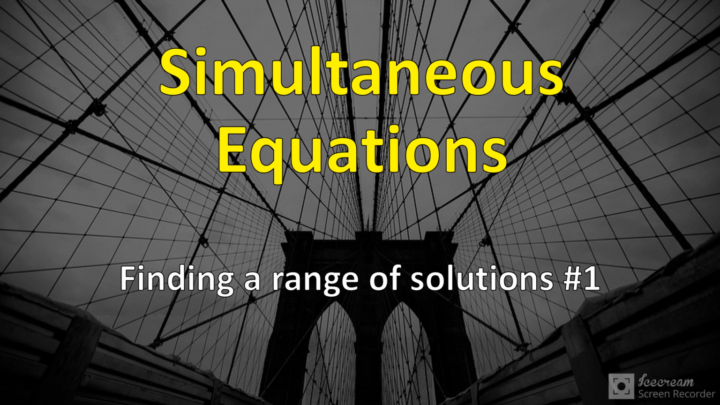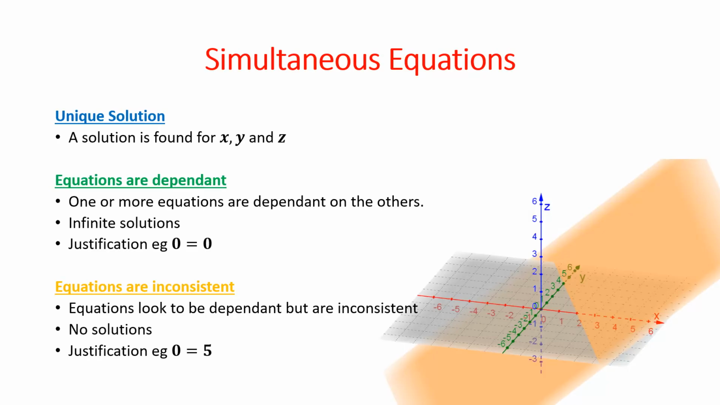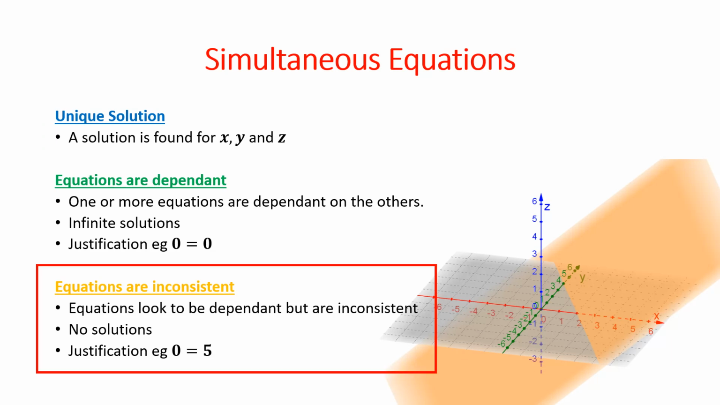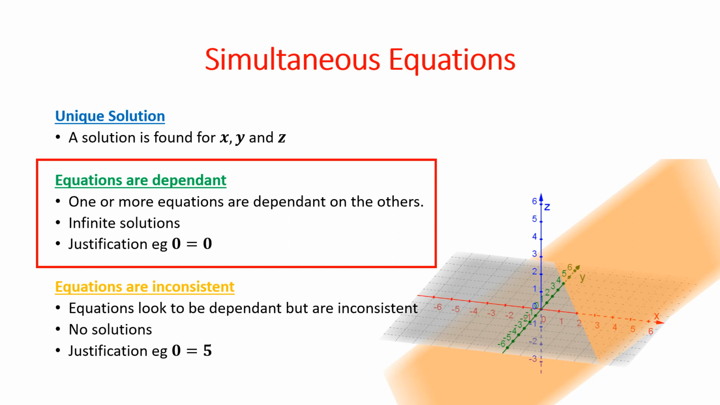This is our first video on finding a range of solutions, which is the last area we're going to look at for simultaneous equations. Now we know for unique solutions we can find a value for x, y and z. We know when equations are inconsistent there are no solutions, so there's no further work to do. But when equations are dependent we have an infinite amount of solutions, and we can explore this area in more depth.